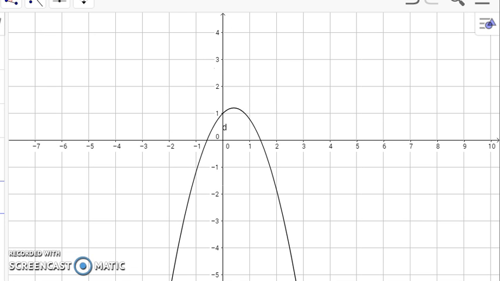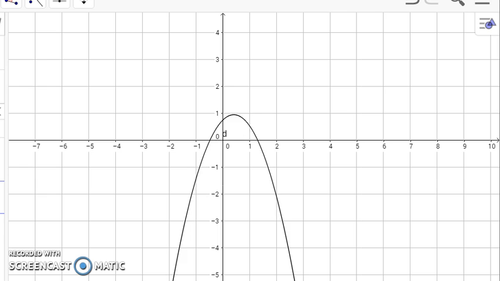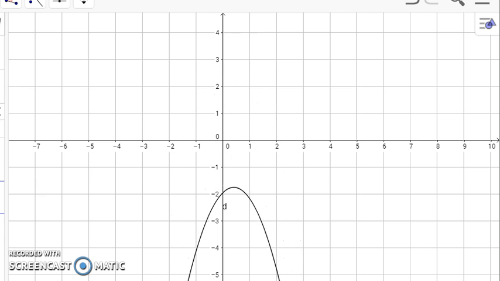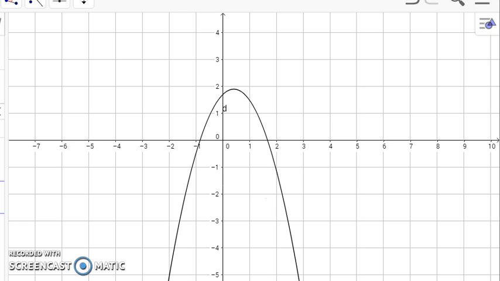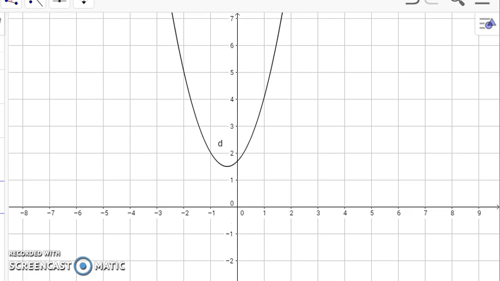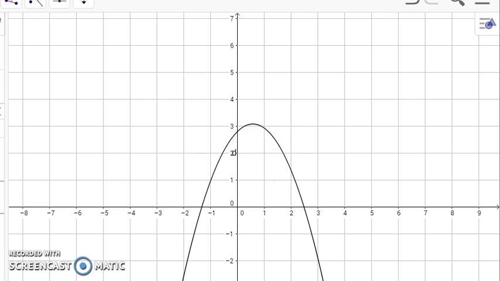Okay, and the c is always the constant. I will change the c now. You can see now the c is always on the y-axis. If it's positive, it looks like that. If it's negative, it looks like that. It always looks like a parabola.